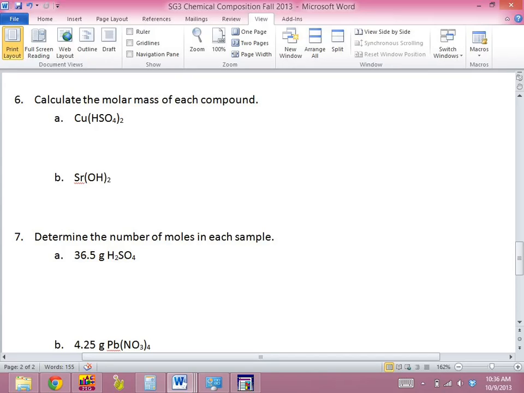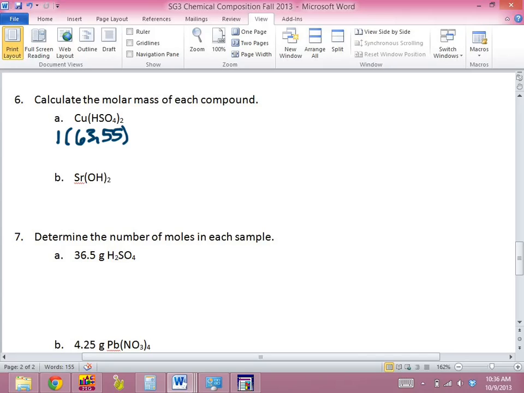How many moles of hydrogen? How many moles of sulfur? How many moles of oxygen atoms are in 1 mole of this formula? And then the mass of each of those. So for this first one, there's 1 copper in this formula. And copper has the molar mass 63.55. So we have 1 times 63.55.